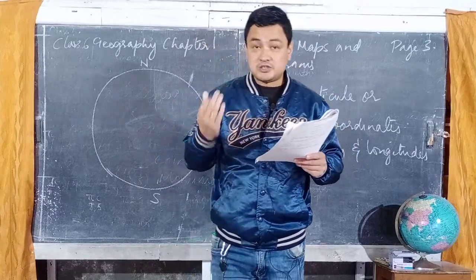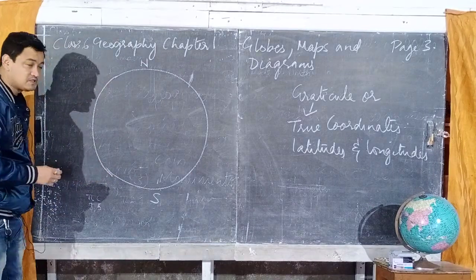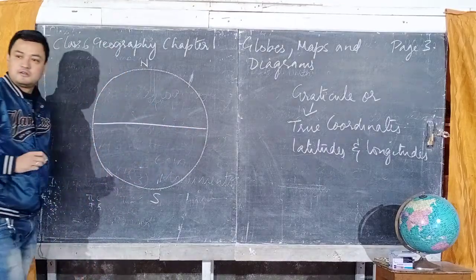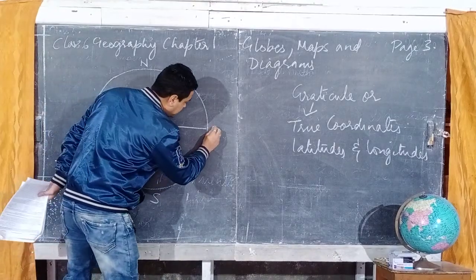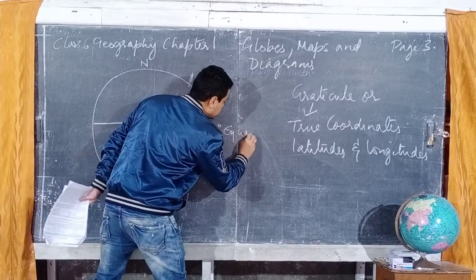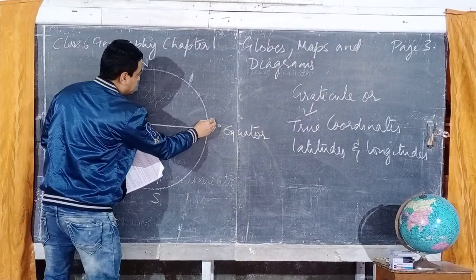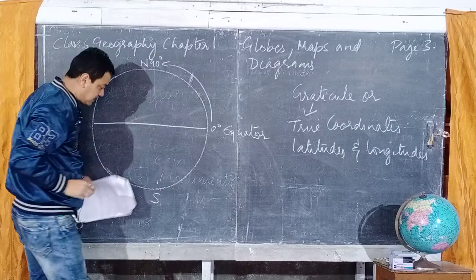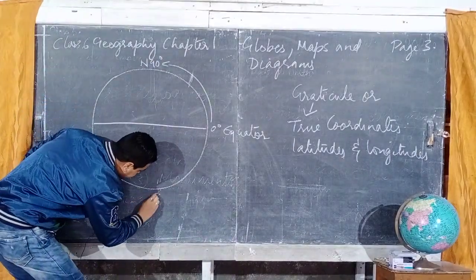Latitudes means horizontal lines. Remember that. The main latitude which cuts the earth into two equal halves is known as the equator. This is 0 degree. Above this equator to the north, it goes up to 90 degrees. This is 90 degrees here, the North Pole. The South Pole is also 90 degrees.